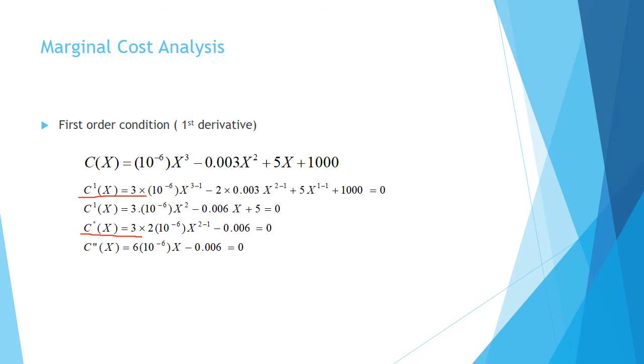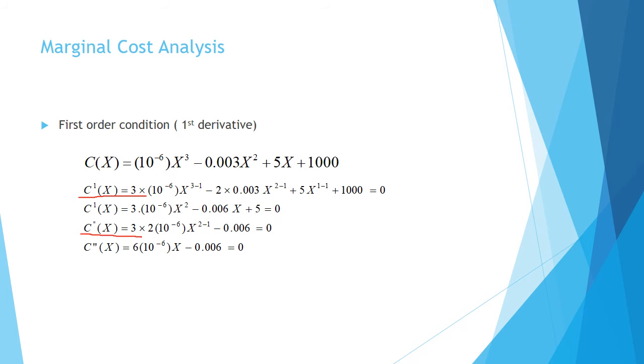And at the end of the day, we are going to get our first derivative, c prime of x, being equal to that, right? So where you see c prime of x, it means we are differentiating the cost function for the first time. And then where you see c double prime, it means that you're differentiating that function for the second time.